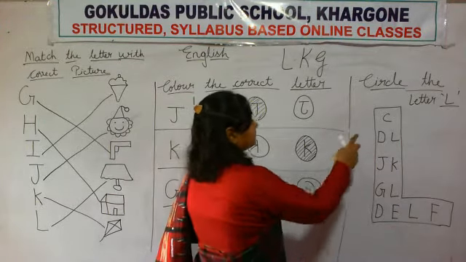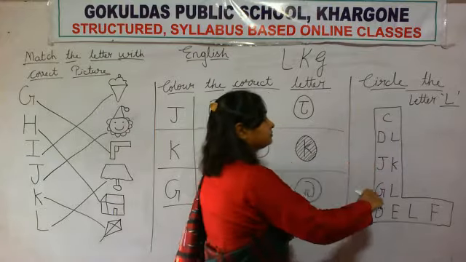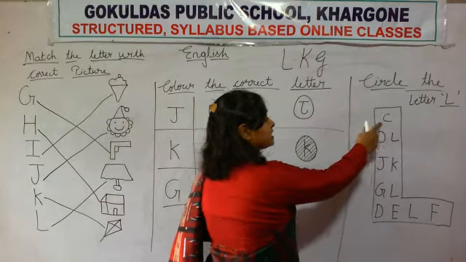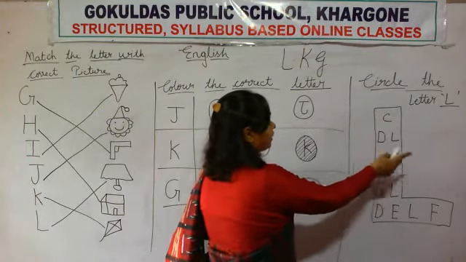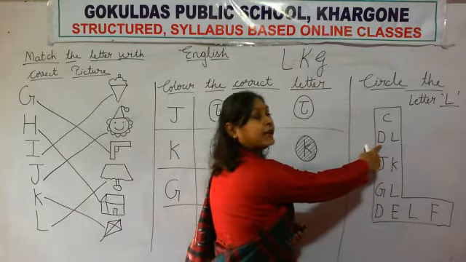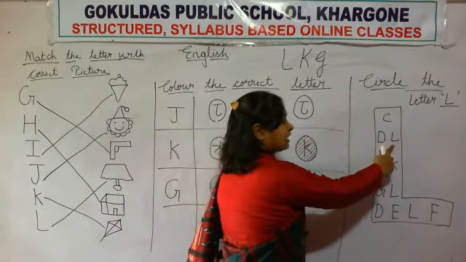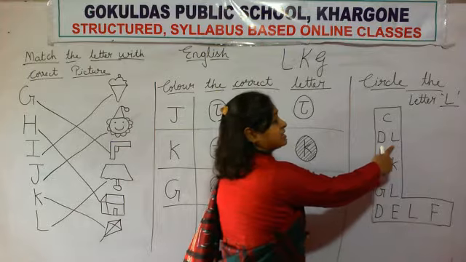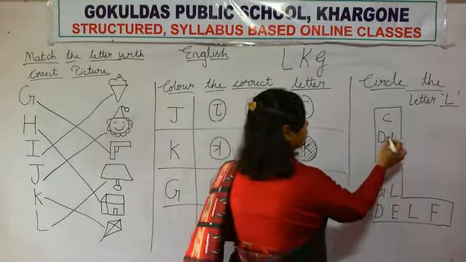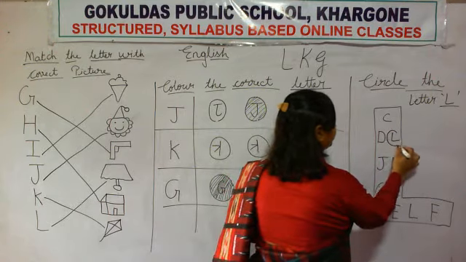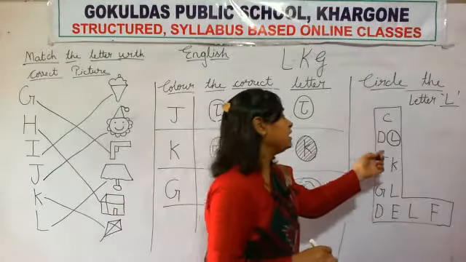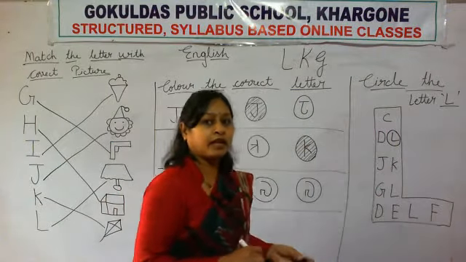Okay, look here. This is letter L? No. This is C. Okay. This is letter L? No. This is D. This is letter L? Yes. Tell me. Yes. So what you will do? You will circle it. Okay.